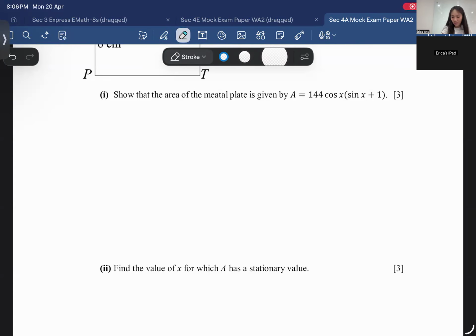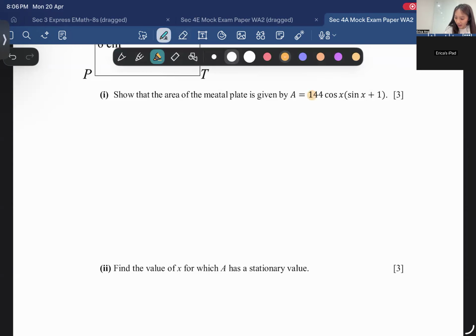Okay, so go and do your dA/dx. Go and do it properly: differentiate cosine, differentiate sine. Guys, don't worry about the 144, you just copy the 144. Understand, right? We do this first, okay? I will help you with the proving later. Don't worry.